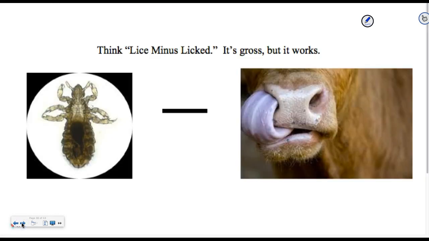So how could you remember it just in case? I was talking about lice growing on her head for a specific reason. It is like lice, and if you think of lice minus licked, it gets you the model. Watch. Lice, right? Minus, and the cow's licking his nose, licked. Is that helpful? Probably not. They'll probably give you the model.